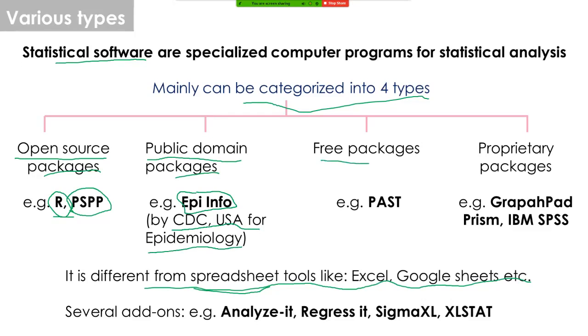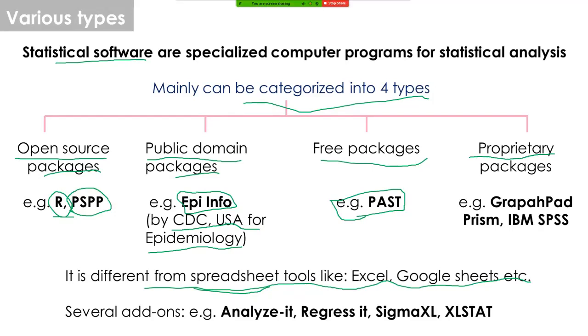The third one is the free packages. It means there are software tools which are freely available for us to utilize. One such package is PAST, and we will see what PAST stands for. And then in the end we have the proprietary packages. Most of the statistical software which we use in day-to-day life comes under this proprietary category, for example GraphPad Prism or IBM SPSS, which are very expensive but very easy to use.